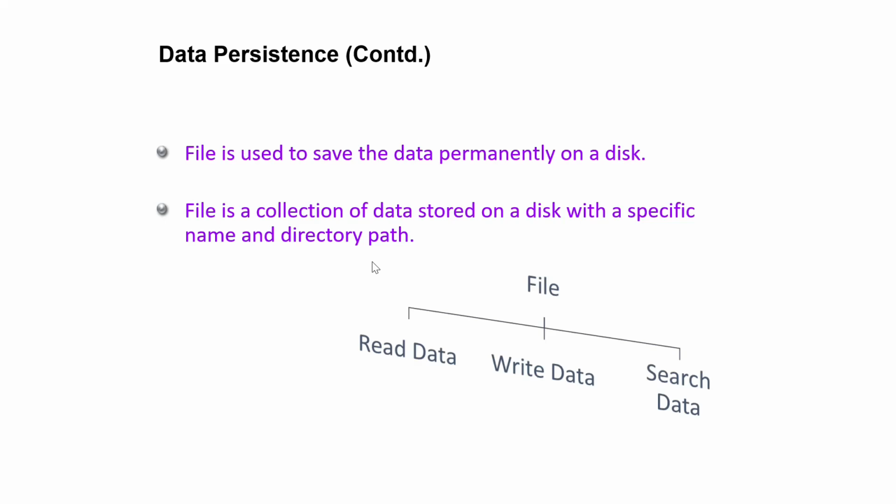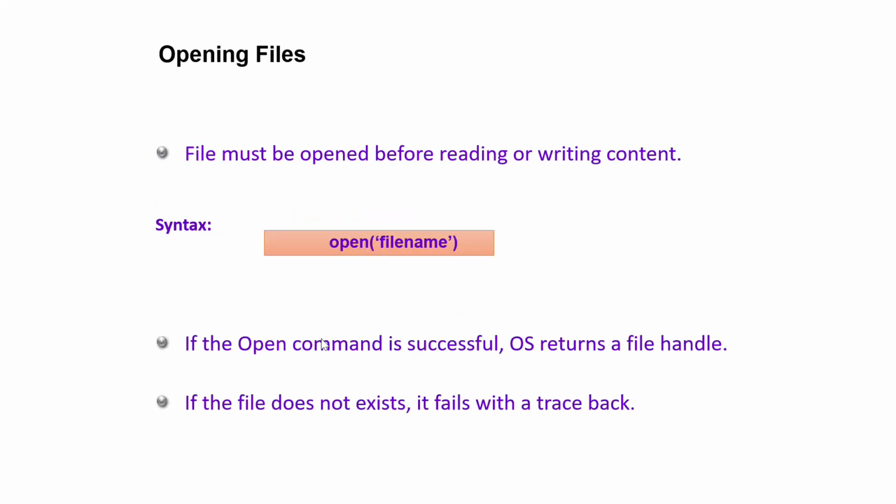Right? Obviously, in a file, what you are doing, first of all, if you want to read data, you have to read the file, write the file, search the data. So before reading, writing, or searching the data, what do we have to do first? First, we have to open the particular file. Once you open it, then you can read. Once you open the file, then you can write inside the file. Once you open the file, then you can search inside the file. Right? So the file must be open before reading or writing content.